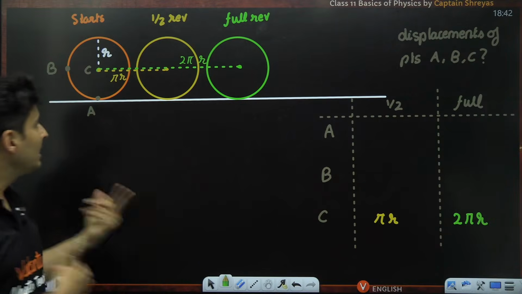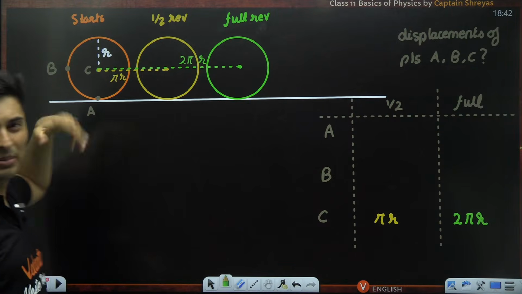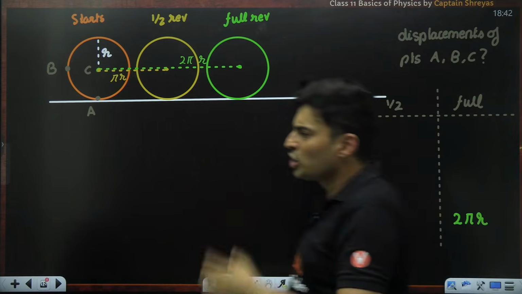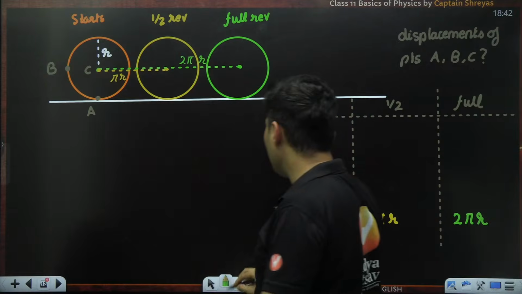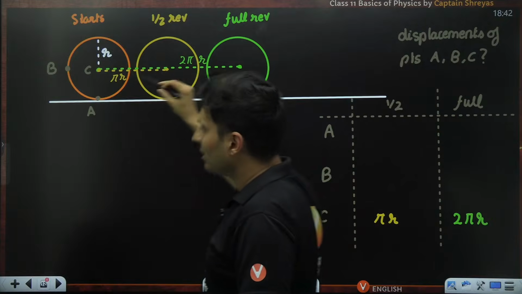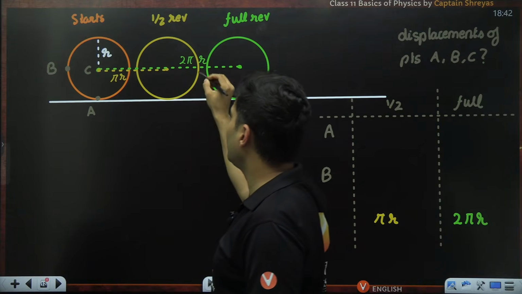Okay, now let's think about point number B. B will be a little bit simple to understand. Just visualize this. In half a revolution, where will my point B be? Where will this point be in this half a revolution? This point will come exactly diametrically opposite.